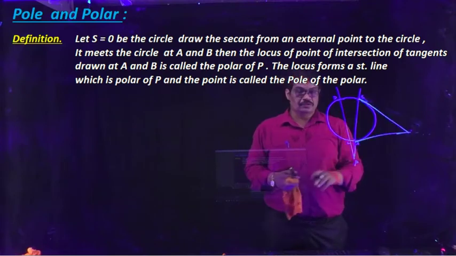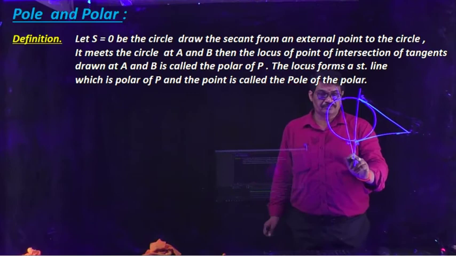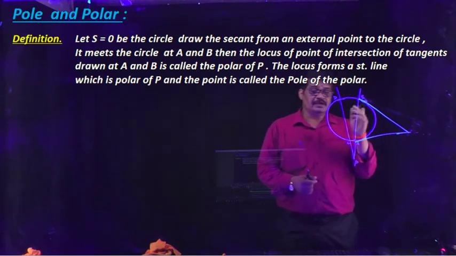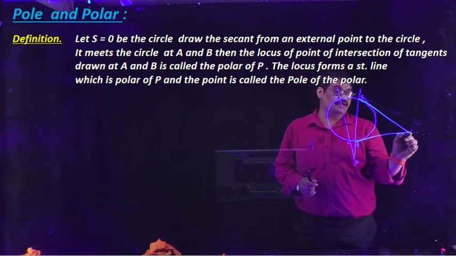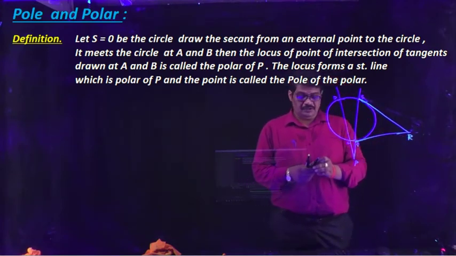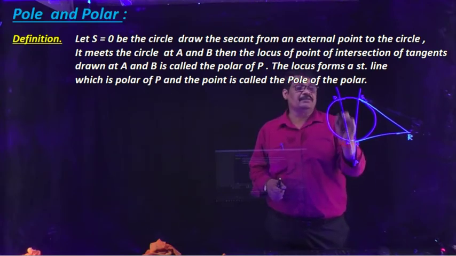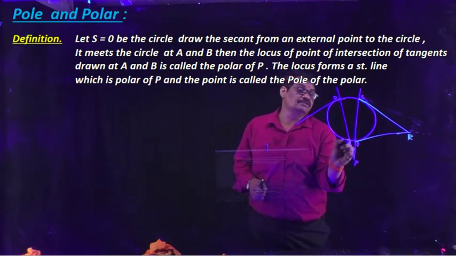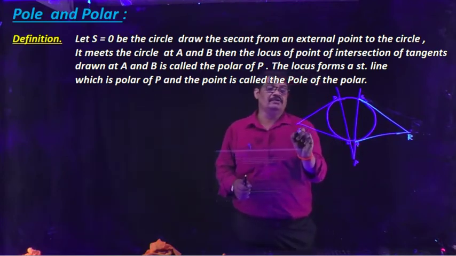Now we draw the tangents from the points where the secants meet the circle. They meet at capital A and capital B. Now we are writing the tangents at capital A and capital B. They meet at the point, suppose this is R, and draw the other tangents at capital C and capital D. They are intersecting at another point S.